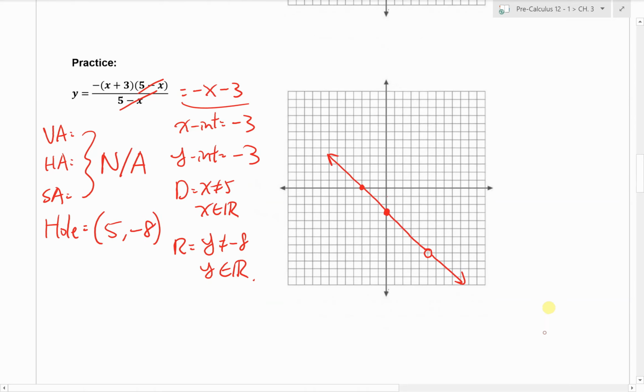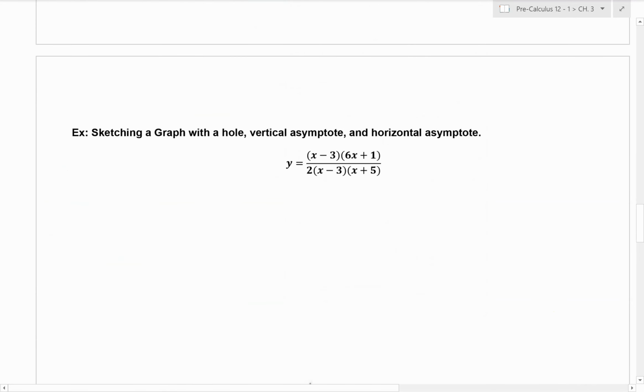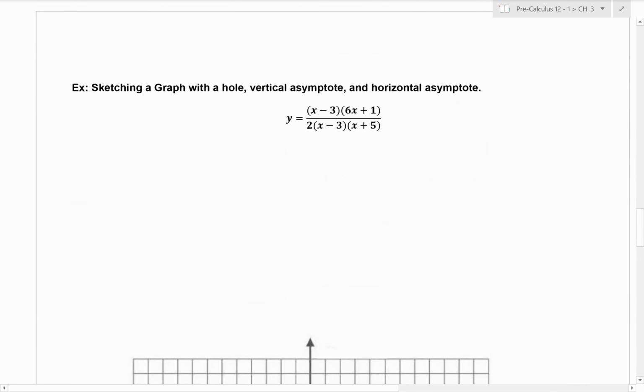Okay. All right. So now we're not only going to have a hole, we are also going to have a vertical asymptote and a horizontal asymptote. Okay, both vertical and horizontal asymptote. So let's take a look. In this case, again, quickly I notice I can reduce the x minus 3. So now the equation is going to be y equals 6x plus 1 over 2x plus 10, when I multiply this out.